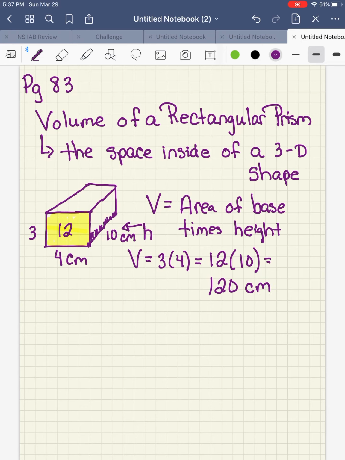The units are centimeters, but since it's volume, we put a little 3 here, and we read that as cubed because it's to the 3rd power, but it takes 3 numbers to measure a cube. So it's 120 centimeters cubed, is the way you would read that, which means 120 little 1 centimeter cubes would fill up that rectangular prism.